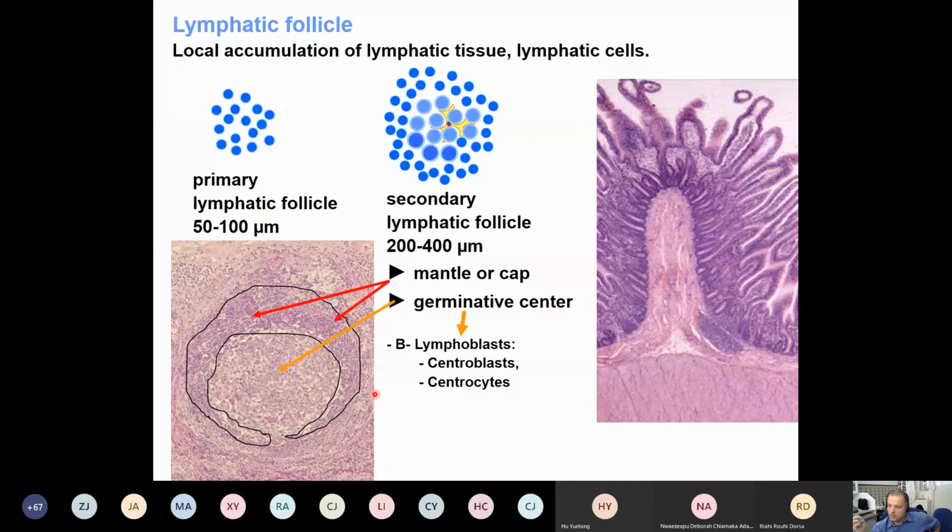So next, I would like to list the cells which one could find in the center of the lymphatic follicle. In the germinative center, one can find fast dividing, growing B lymphocytes. Since they are proliferating cells, growing cells, they are called blasts. You have centroblasts. They are situated deeper. And a bit more in the upper area, you have the centrocytes. These names refer to the fast developing, fast dividing B lymphocytes, which differentiate and proliferate in the germinative center.